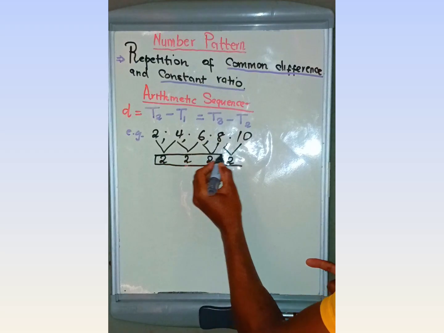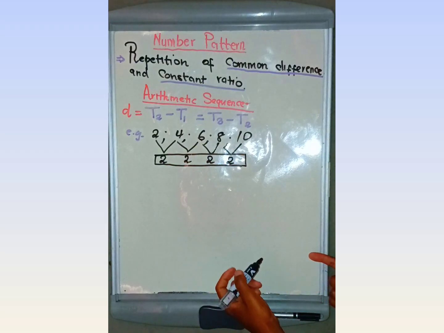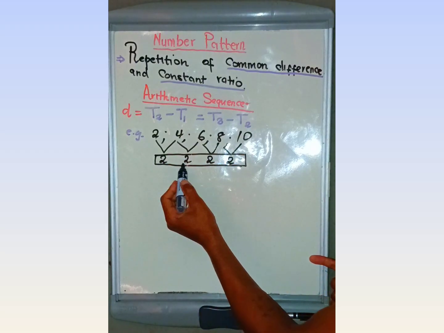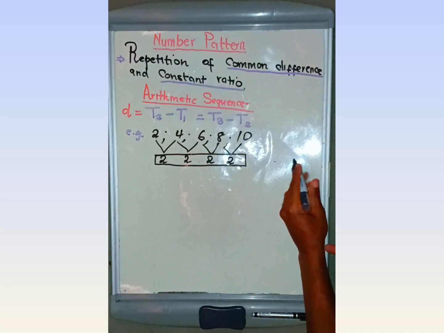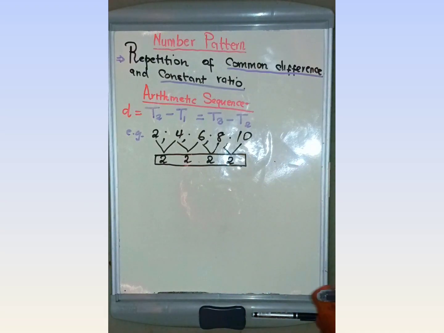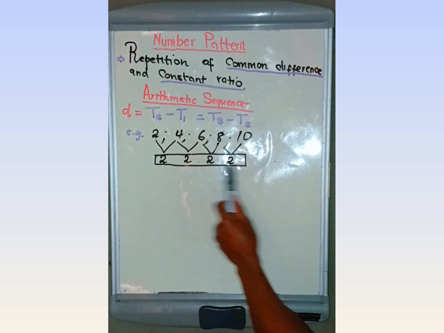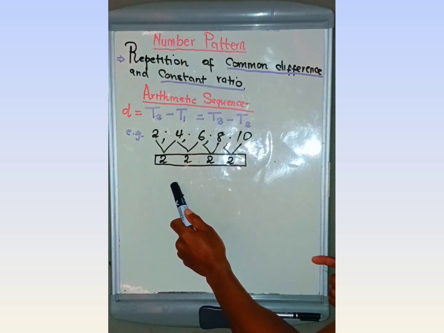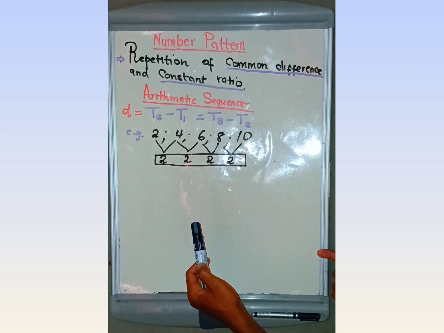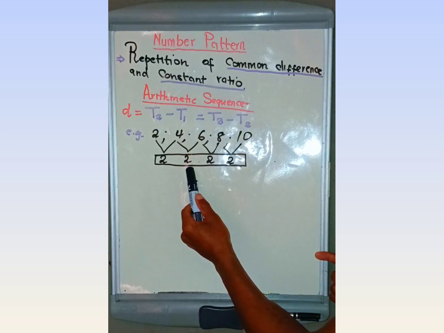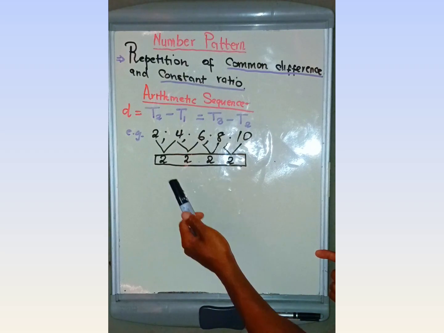We call this a common difference. It is a repetition. Do you see that? We have 2 that is repeated to infinity. Therefore, we call this a repetition of a common difference. Remember, how do you use this repetition to get the next term?